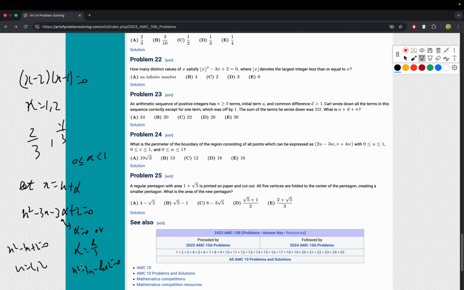That's because we might not consider periods. Wait, what? We need to prove it more rigorously. 1, 2, 3, 4. 4 doesn't work, right? Yeah, 5 doesn't work. 6, 7, 8 doesn't work. 9 doesn't work.